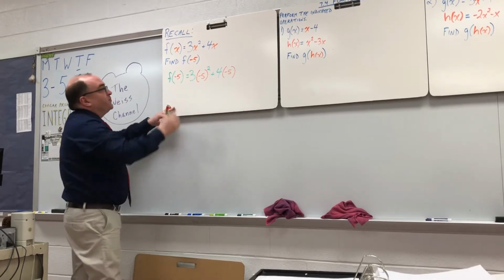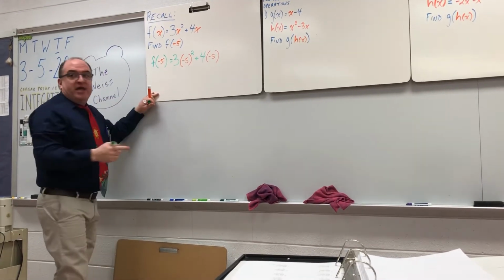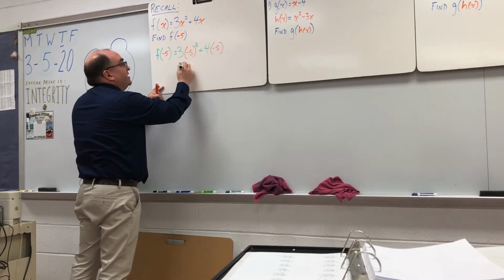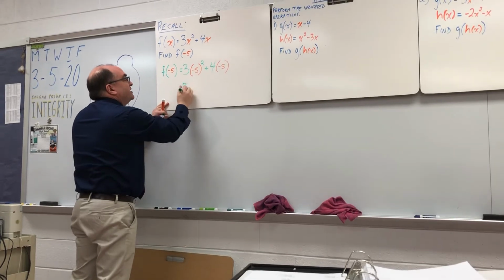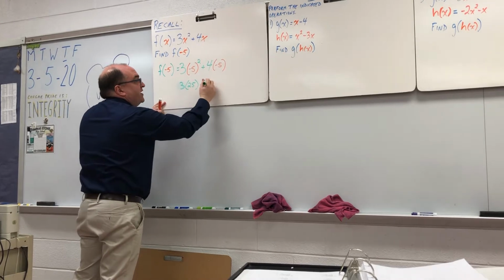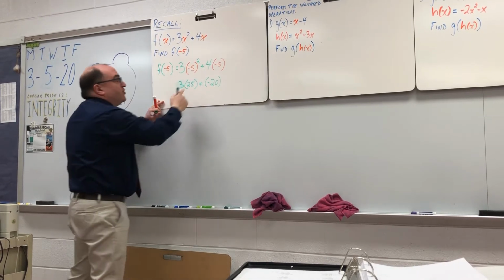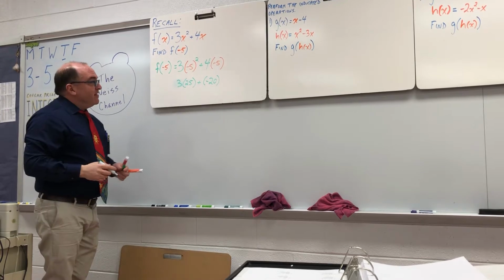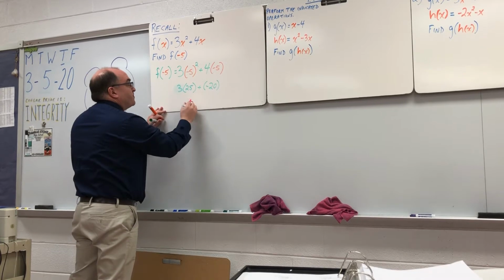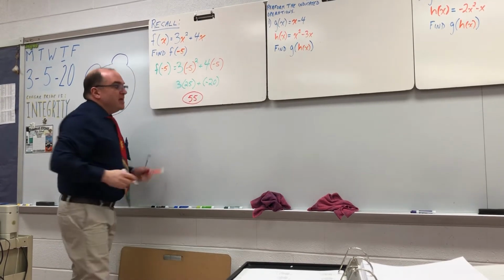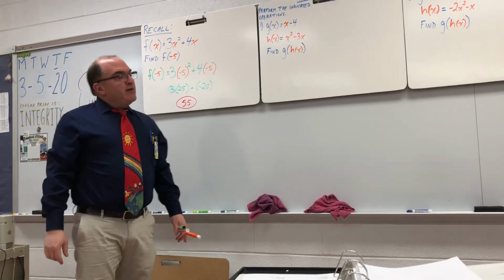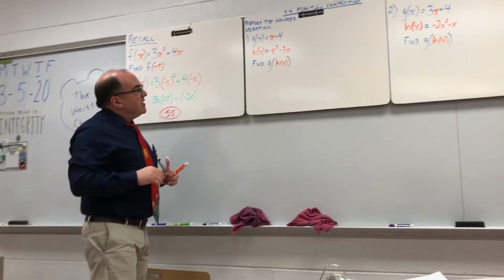Okay? So, negative 5 squared, or negative 5 times negative 5, is positive 25. Right? So this would be 3 times 25 plus 4 times negative 5 is negative 20. 3 times 25 is 75. 75 and negative 20 would be 55, right? Easy, right? So this is just as easy. It just looks complicated. Don't panic, okay?